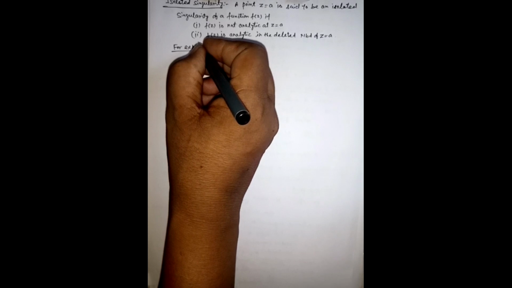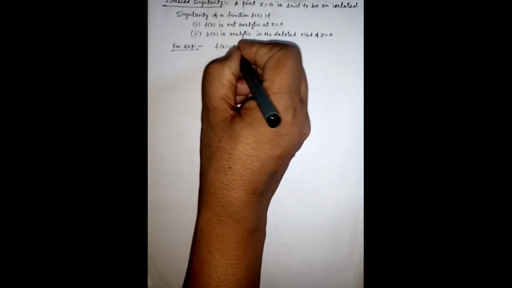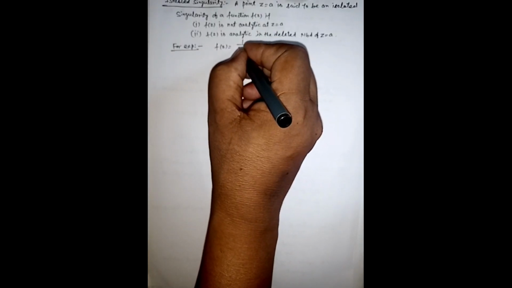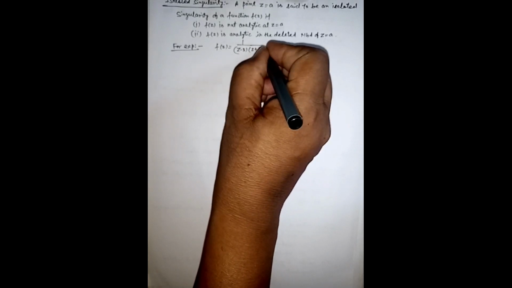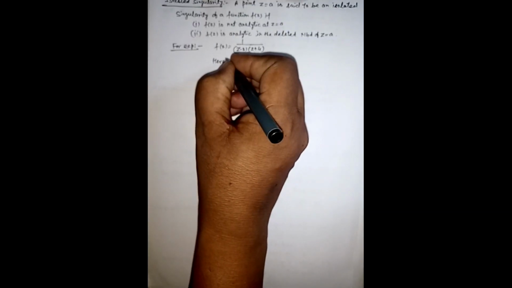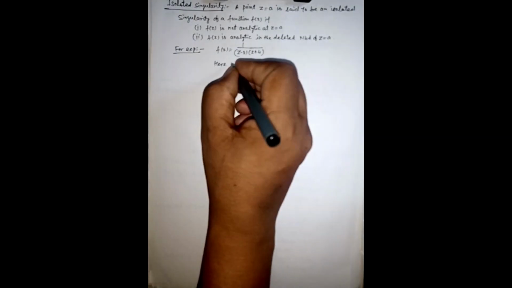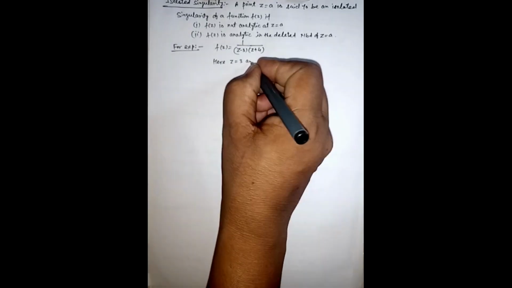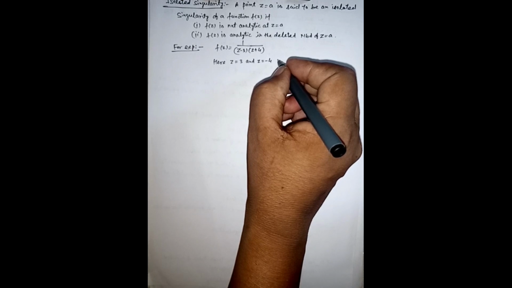For example, f(z) equal to 1 upon (z minus 3) into (z plus 4). Here z equal to 3 and z equal to minus 4 are isolated singularities of f(z).